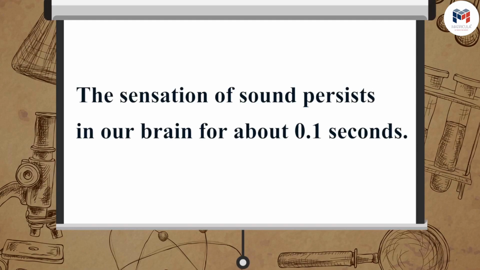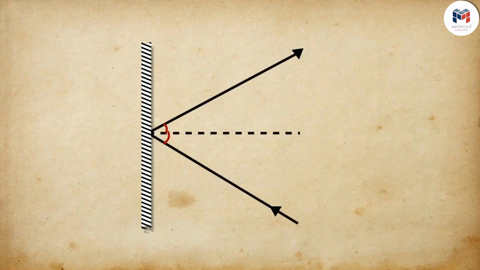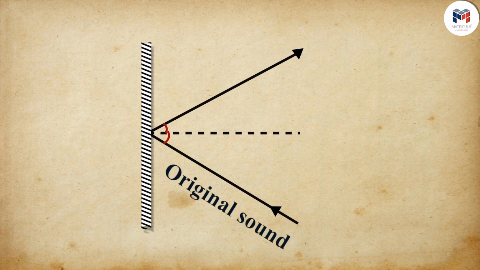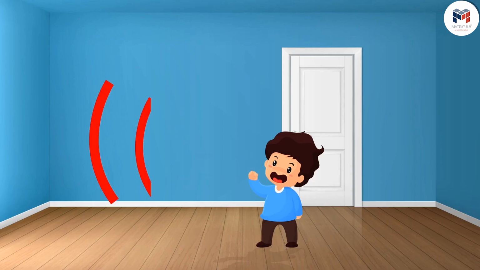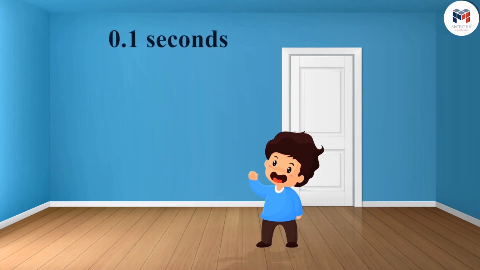The sensation of sound persists in our brain for about 0.1 seconds. To hear a distinct echo, the time interval between the original sound and the reflected sound must be at least 0.1 seconds. Now, suppose the speed of sound in air at 22 degrees Celsius is 344 meters per second. The sound must hit the obstacle and reach to the ear of the listener after 0.1 seconds.